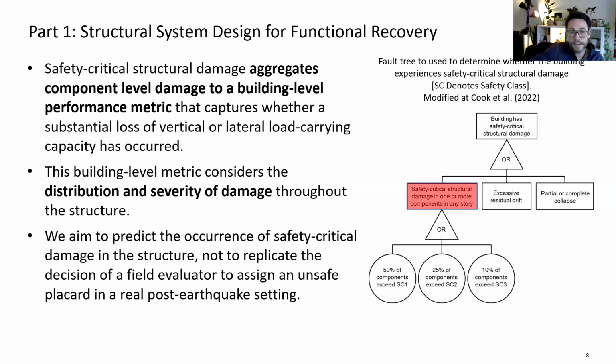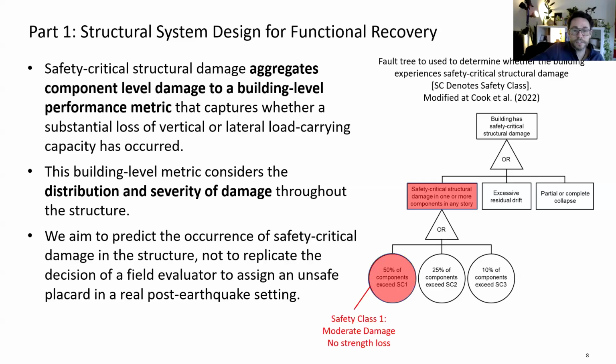So on the left side, structural components are going to be surveyed on every story to determine whether the structural system is unsafe. So if safety critical damage occurs in any story, then the building is deemed unsafe to reoccupy. And the severity of component damage is expressed in terms of safety class. And this is essentially done by mapping damage states in different components to corresponding safety classes.